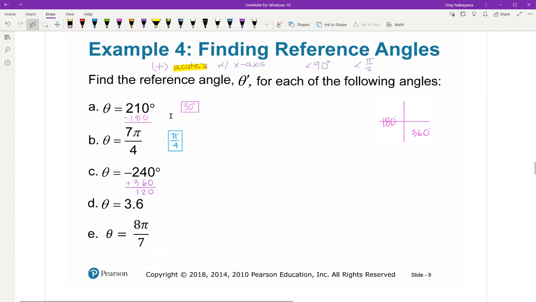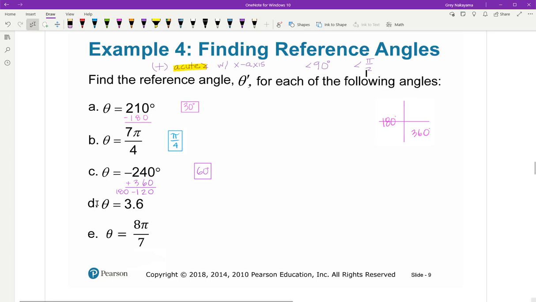And 120 ends up here before 180. But remember, up top here is 90. You're never going to use 90 when you're finding a reference angle because the reference angle is made with the x-axis. So 90, you've got to know that 90 is on the vertical. So I'm going to do 180 minus 120, which gives me 60 degrees.